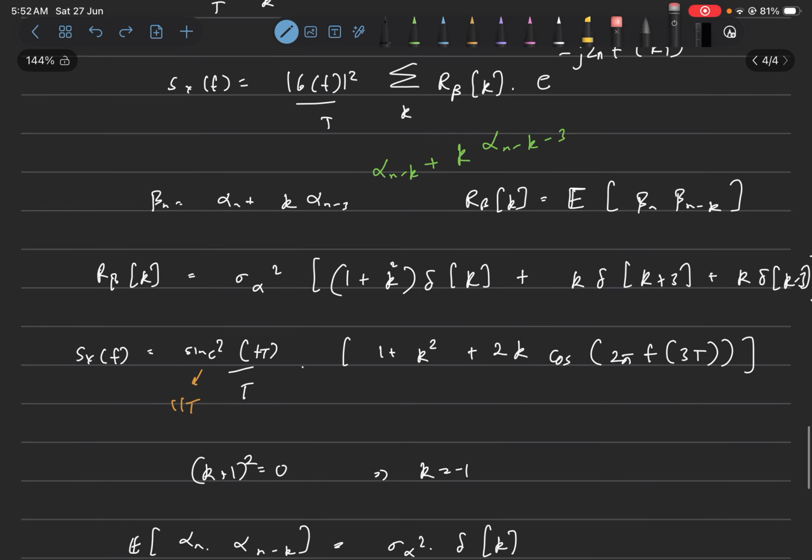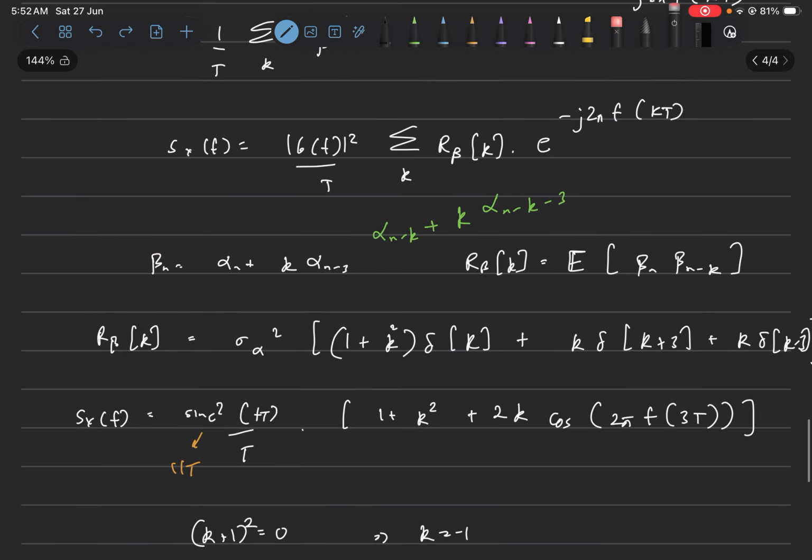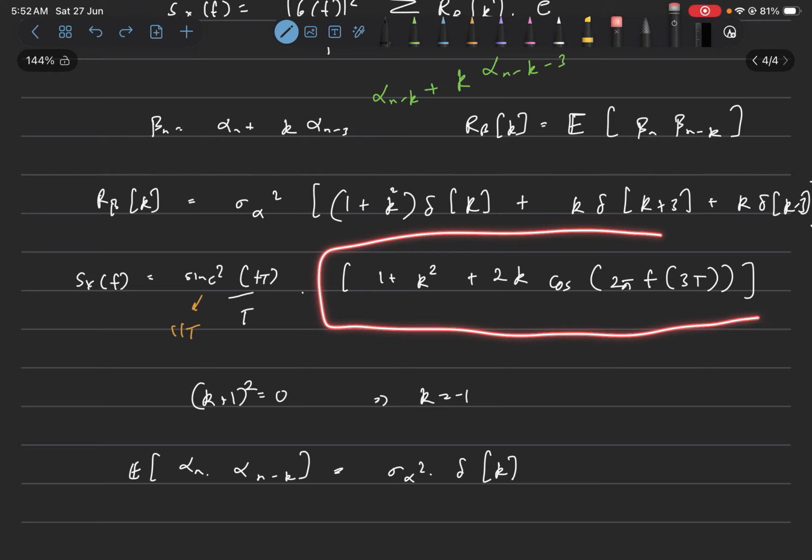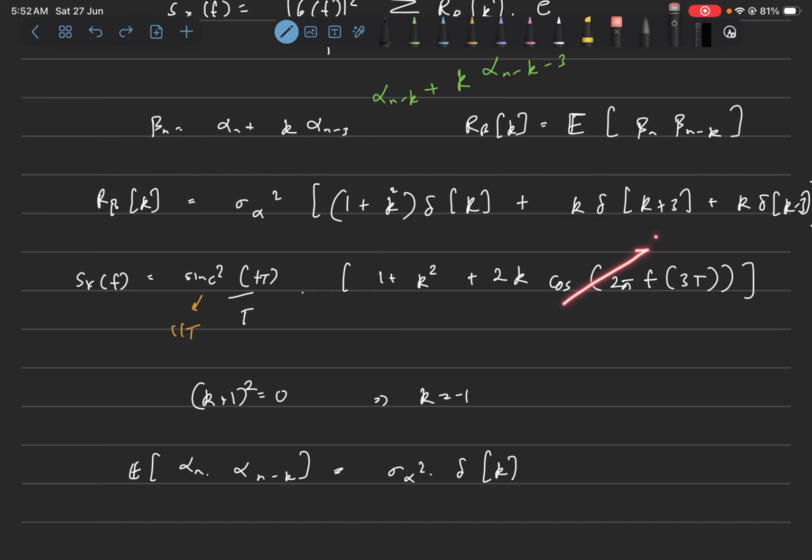So now we know this R beta, we can put this here, and it is for all k from minus infinity to infinity. So this is only finite for k equals 0. This is only finite for k equals minus 3. This is only finite for k equals 3. We can plug all these values of k in order to get this. And this is given to be null at f equals 1 by 3T, so this becomes 1. And we have this equals to 0, which means k equals minus 1, which is the answer to the problem.